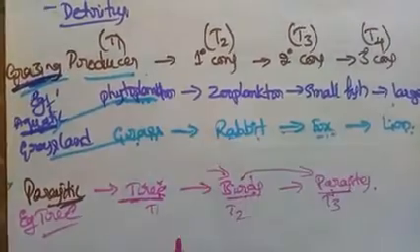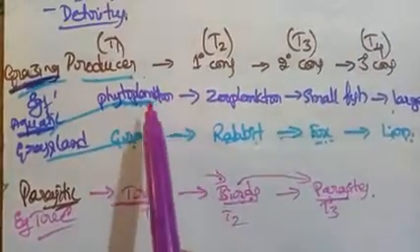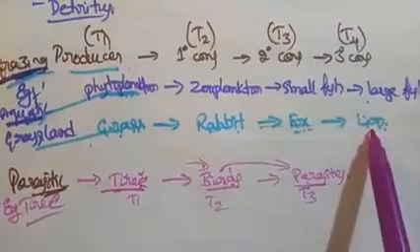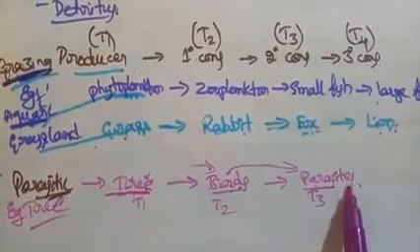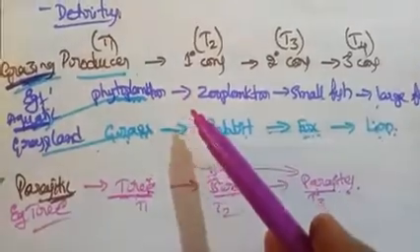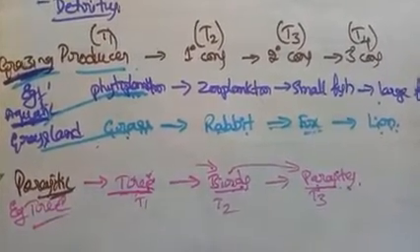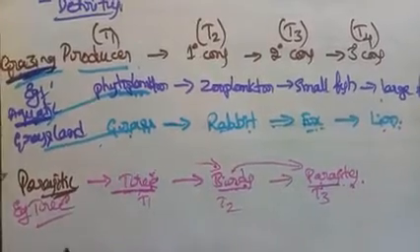So this is how the parasitic food chain is different from the grazing food chain. We can see here the smaller organism is eaten by the larger, but here the larger organism is eaten by the smaller. So this is how the grazing or predatory food chain is different from the parasitic. So coming to the last one, detritus.